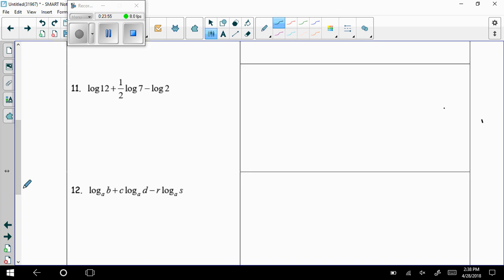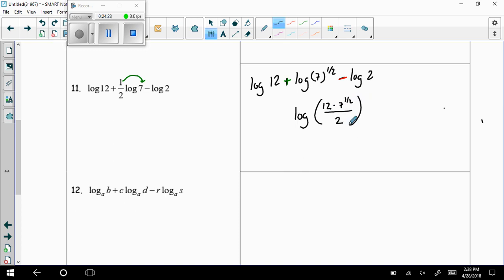Okay, a couple more. First thing that I want to do, just like last time, I want to kick this to the top. And so we can rewrite all that mess as log of 12 plus log of 7 to the 1/2 minus log of 2. That's subtraction, so it's in the denominator. That's addition, so it's in the numerator. So when we write this as a single log, it becomes log of 12 times 7 to the 1/2 is in the numerator, and 2 is in the denominator.